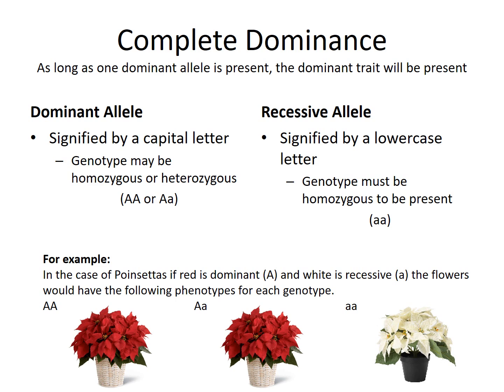A recessive allele is signified by a lowercase letter. The genotype must be homozygous to be present. So two lowercase a alleles must be present in order for the recessive trait to be present. For example, in these poinsettia plants, the first poinsettia plant has two capital A alleles.